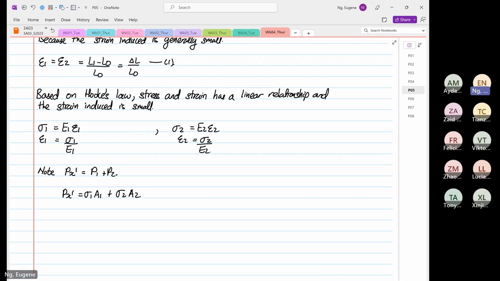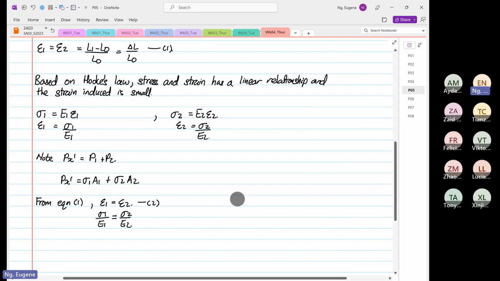Okay, so we can also write out that strain of 1 is equal to strain of 2, as we assumed from equation 1. So from equation 1, strain of 1 is equal to strain of 2. So this expression over here, equation number 2, can also be written as stress 1 over E1 is equal to stress 2 over E2.